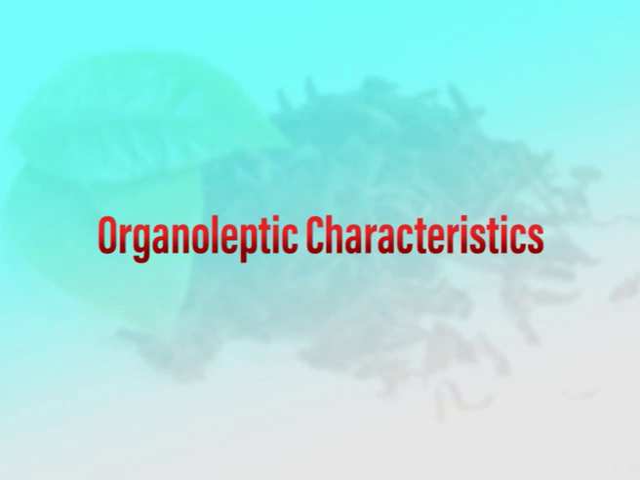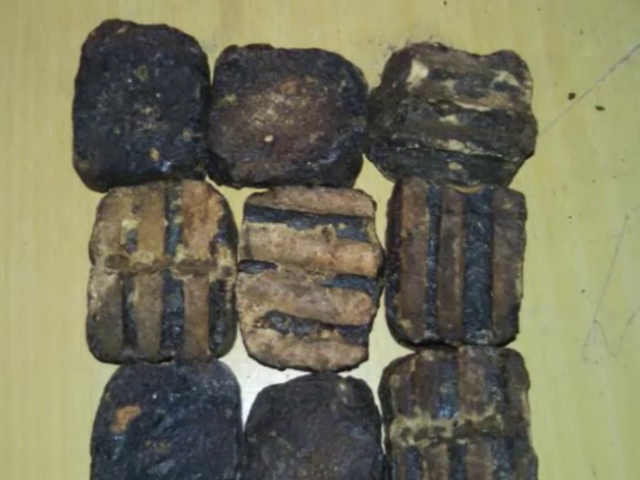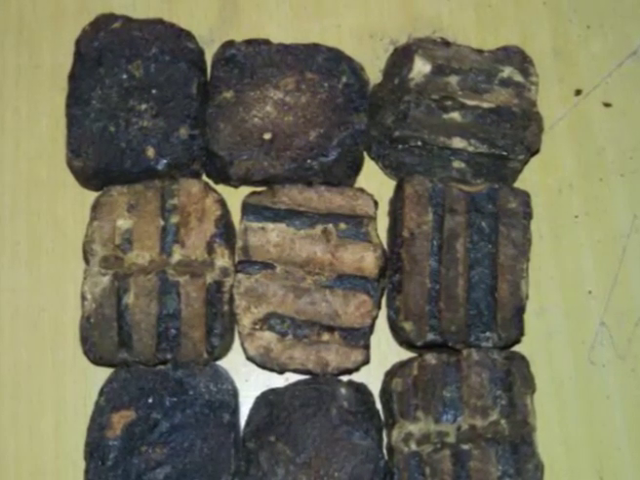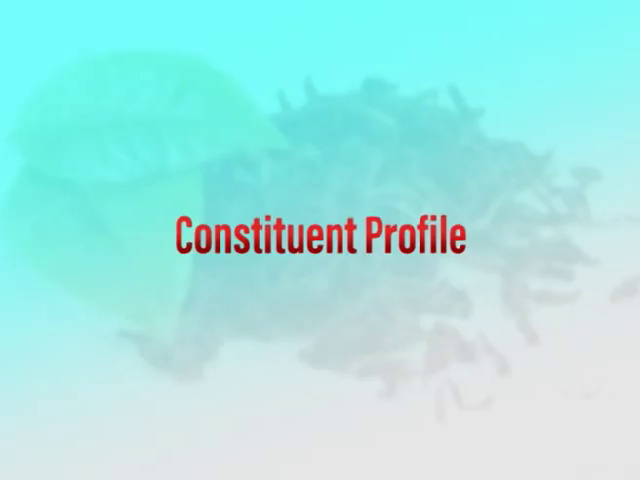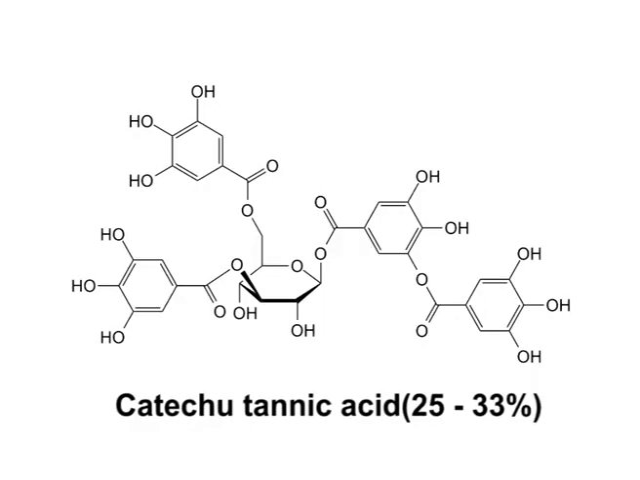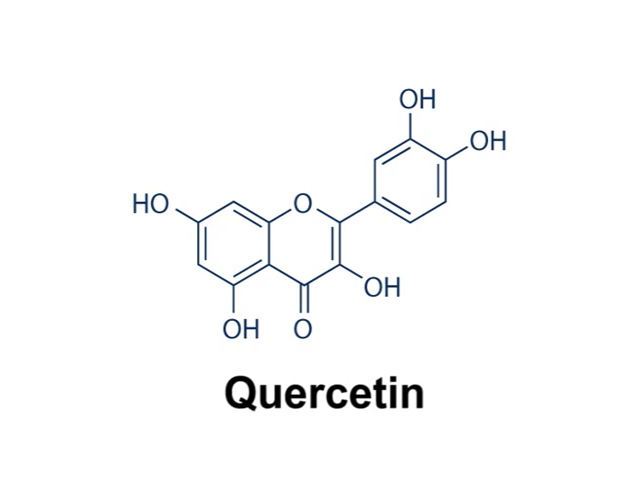Now, I will be discussing the organoleptic characters of black catechu. Black catechu is brown to black in color. Its fracture is short, and the fractured surface is dull glossy in appearance and blackish in color. Now coming to the odor, the black catechu has no odor, but it possesses a very astringent and sweetish taste. Constituent profile of the black catechu. Friends, black catechu contains catechu tannic acid to the tune of 25 to 33%, acacatechin, which is also called acacia catechin, to the tune of 10 to 12%. The black catechu also contains catechu red and quercetin in small amounts.